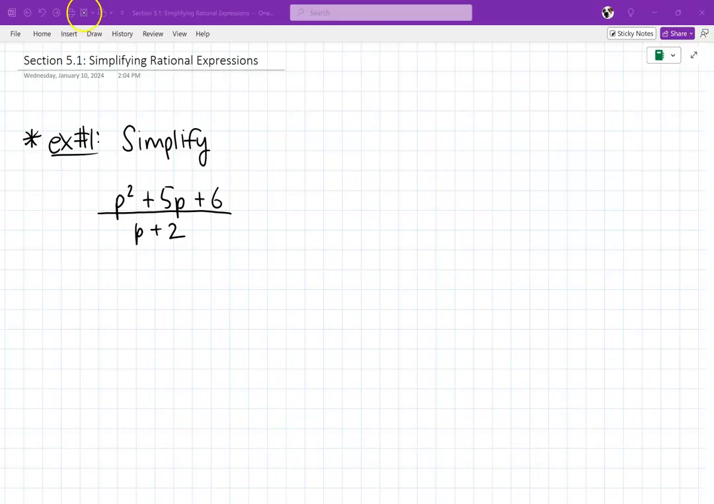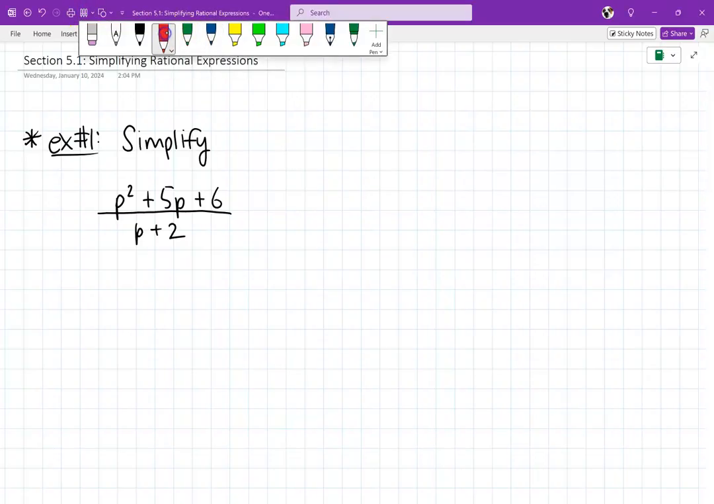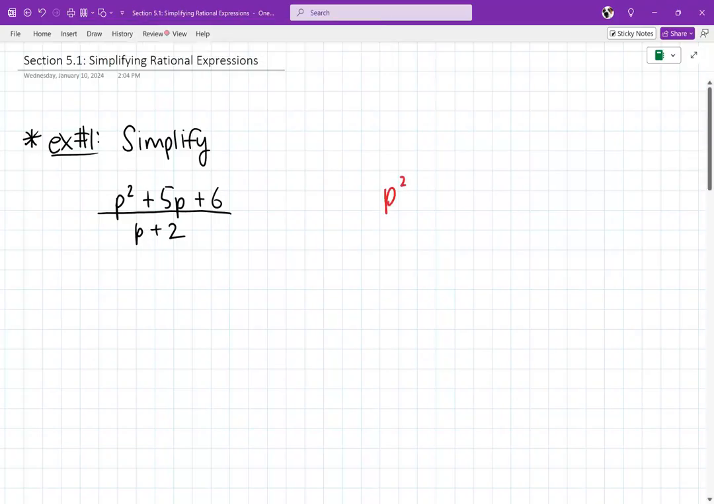So I'm going to start with the top, and I'm going to basically look at it. I'm going to write it out right here: p squared plus 5p plus 6. And I'm going to try to factor it if possible, which I know it is. So the way I'm going to factor this is using the x method, right? So I know that a is 1, b is 5, and c is 6.